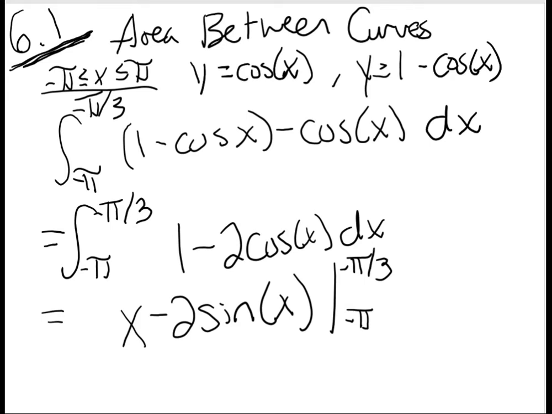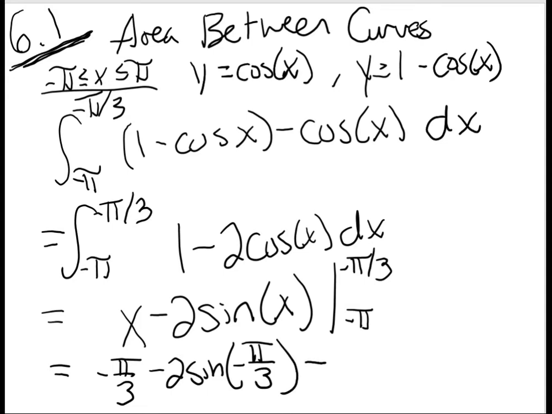And you could evaluate that. So this is going to be negative pi over 3 minus 2 sine of pi over 3, negative pi over 3 minus negative pi minus sine of pi is going to be what? Is 0. And that's something you could plug into your calculator and get a value for.